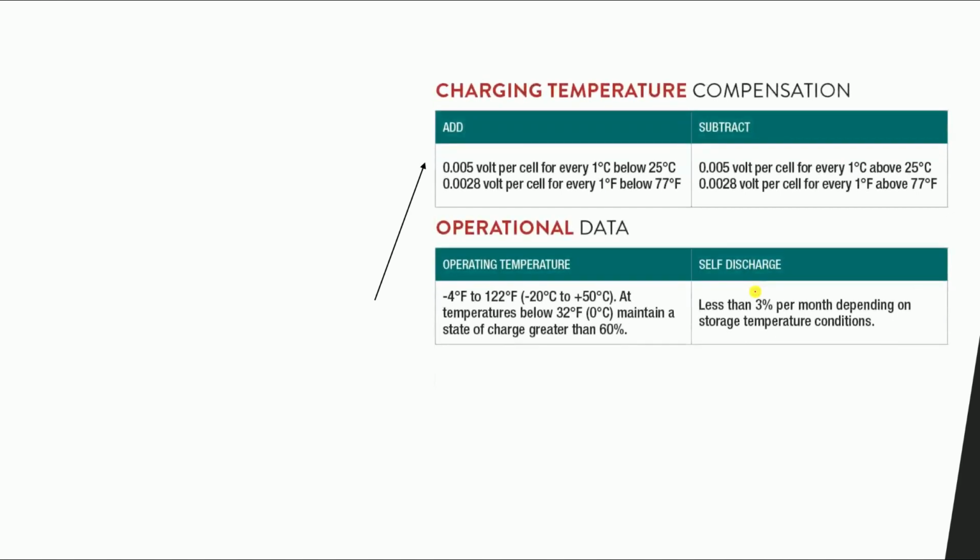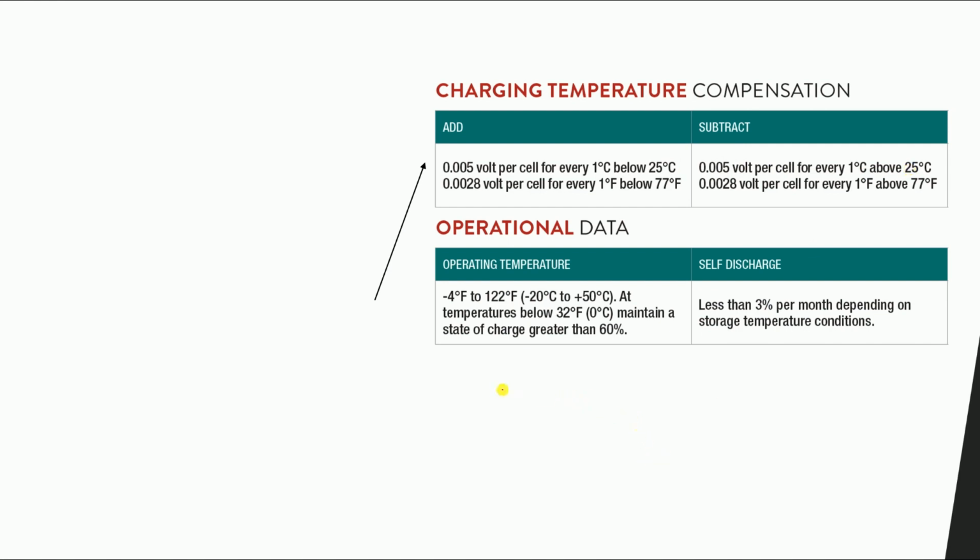The next one is charging temperature compensation. Now, what does this even do? You can see here, the charging temperature compensation: add 0.005 volt per cell for every 1 Celsius degree below 25 Celsius degree, and subtract 0.005 volt per cell for every 1 Celsius degree above 25 Celsius degree. So what does this mean?